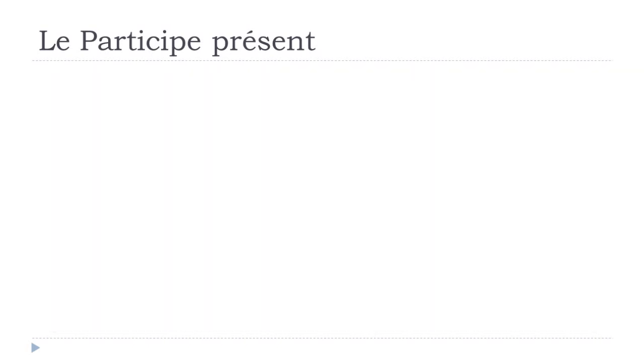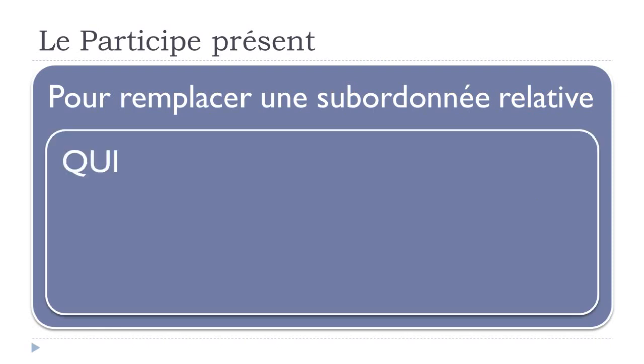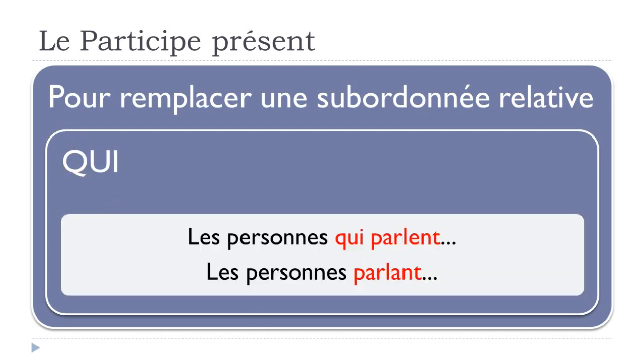Okay. And then the last use of this participe présent is if you want to replace une subordonnée relative. We saw previously les pronoms relatifs. If you don't know what une subordonnée relative is, I definitely advise you to find the video on les pronoms relatifs, and it will be more clear. And so we can take this example with qui.